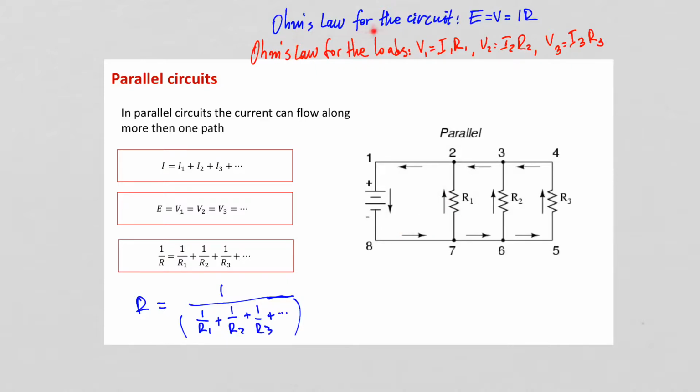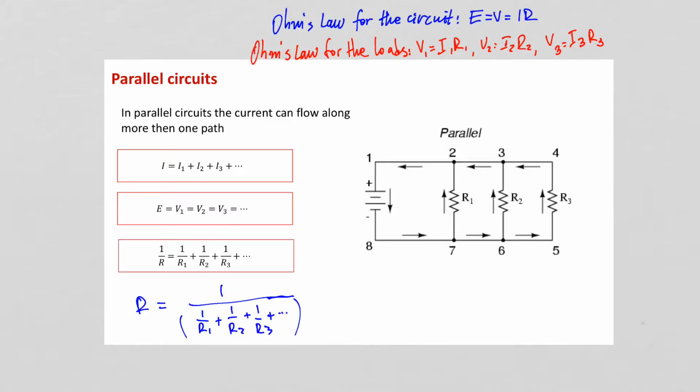So Ohm's law for the entire circuit reads that the potential difference applied by the power source is equal to the product of the total current in the circuit and the total resistance of the circuit. And for the individual resistors, Ohm's law is written as V1 = I1 times R1 for the first resistor, then V2 = I2 times R2 for the second resistor, and then V3 = I3 times R3 for the third resistor.